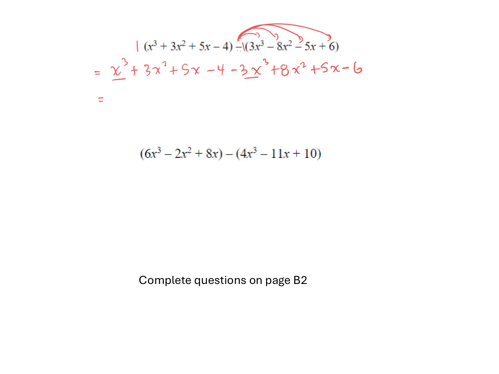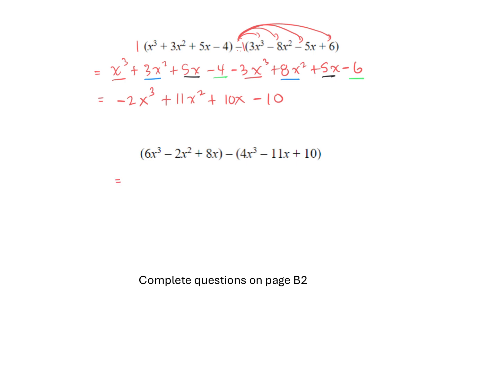Okay. x to the power 3, x to the power 3. So 1 minus 3 is negative 2. Then we have 3x squared plus 8x squared. So that is 11. Then we've got 5x plus 5x is 10x. And then we have minus 4 minus 6, or negative 4 and negative 6 is negative 10.